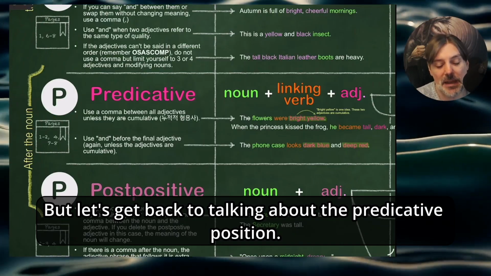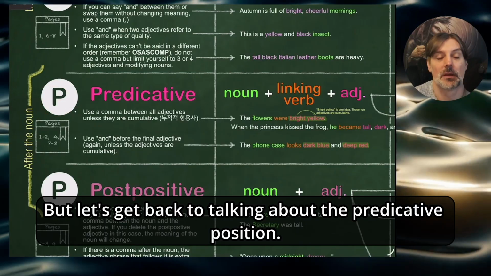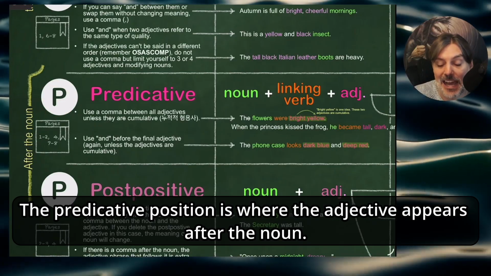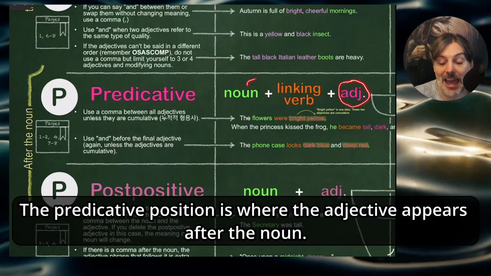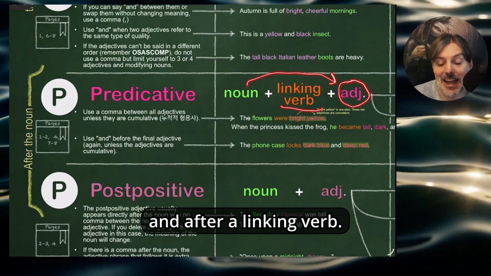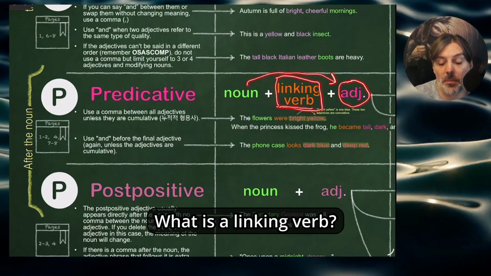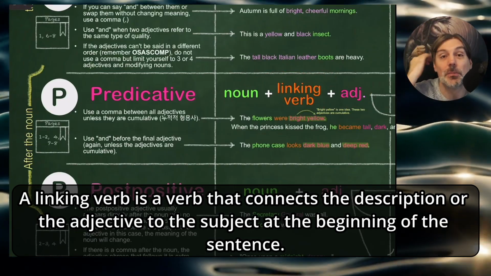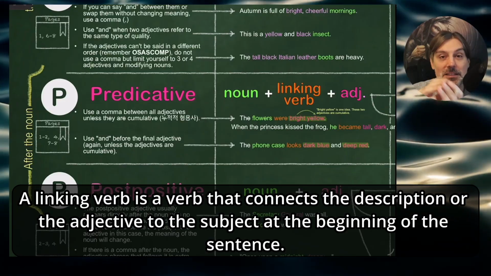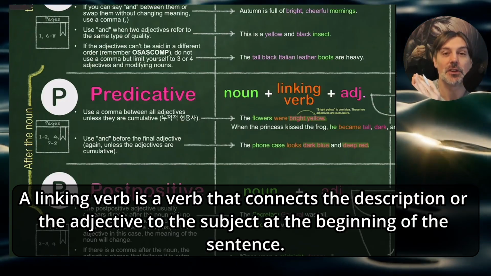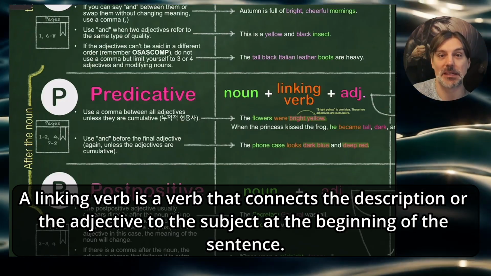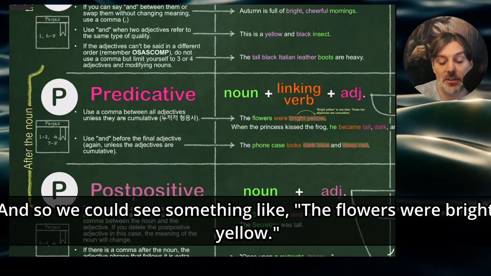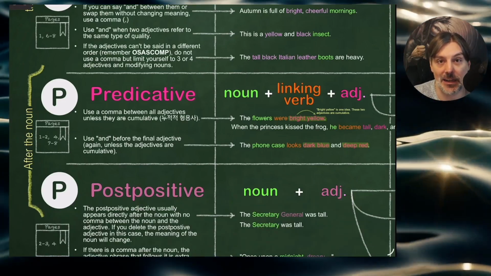But let's get back to talking about the predicative position. The predicative position is where the adjective appears after the noun and after a linking verb. What is a linking verb? A linking verb is a verb that connects the description or the adjective to the subject at the beginning of the sentence. And so we could see something like, the flowers were bright yellow.